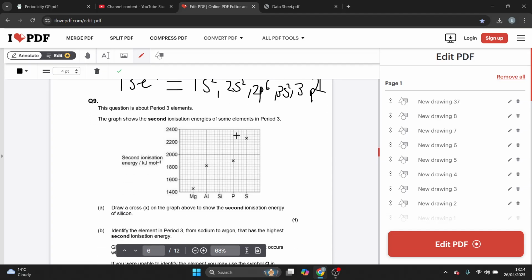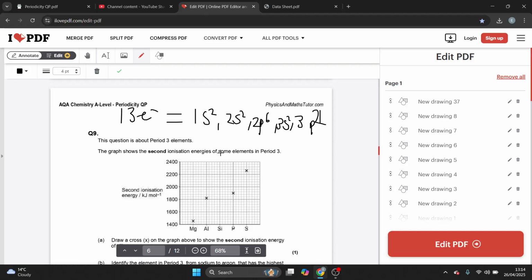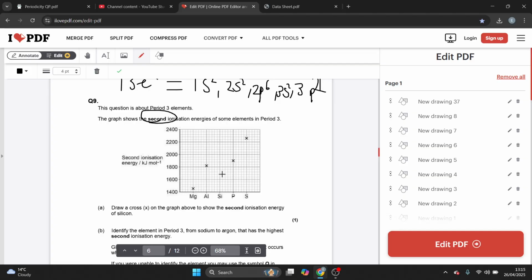So silicon's second ionization energy is going to be between magnesium and aluminium, because these are second ionization energies. So it's actually going to be slightly lower, somewhere here, like 1580. Here, here, and then there.